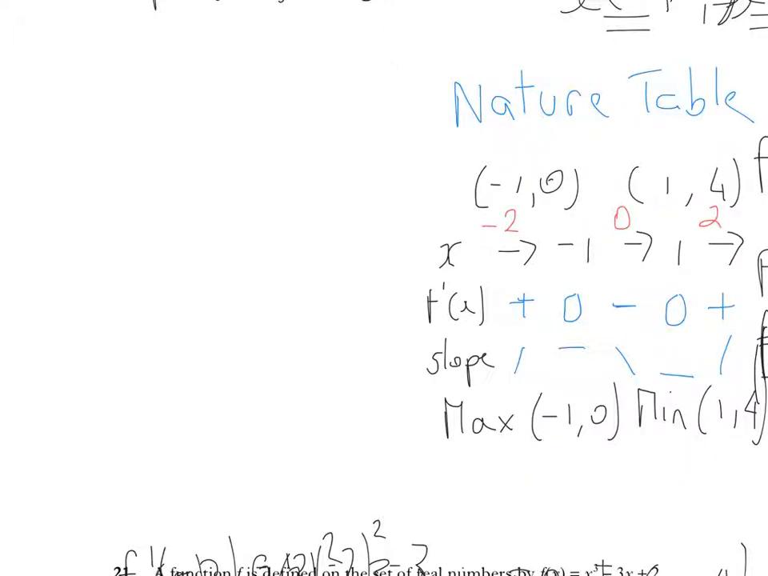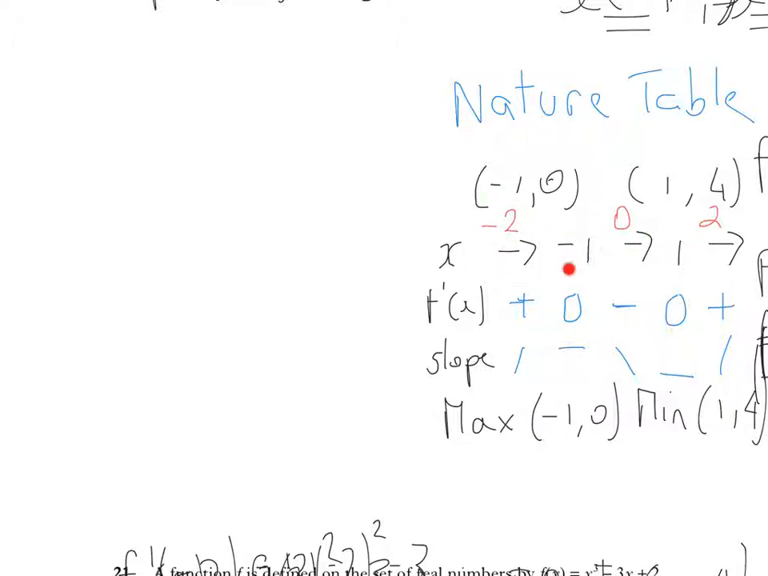I'm now going to look at the nature table method. So nature table method is that I set up the neighbouring values. So just before minus 1, I could take a neighbouring value being minus 2, between minus 1 and 1, 0, and after 1, that's 2. I then look at the gradient at these points. So the gradient given by the differentiated function at minus 2, 0 and 2.